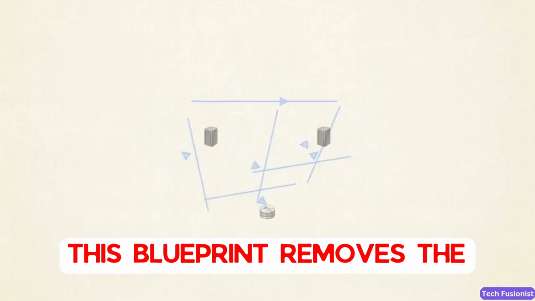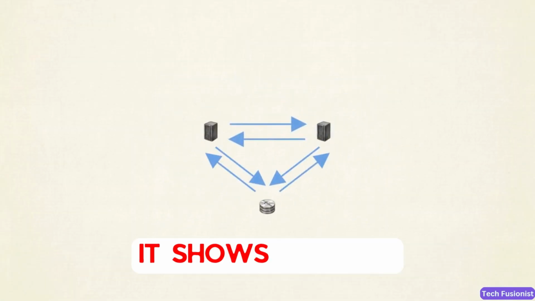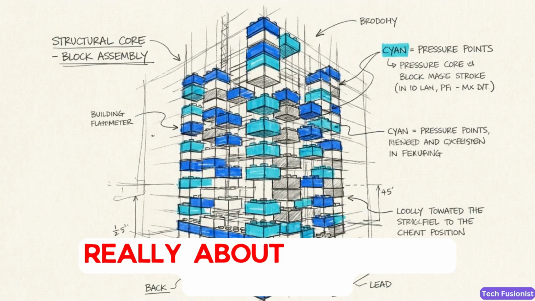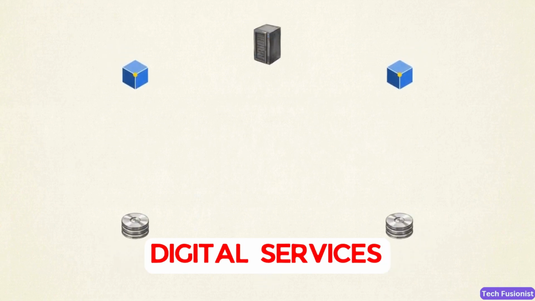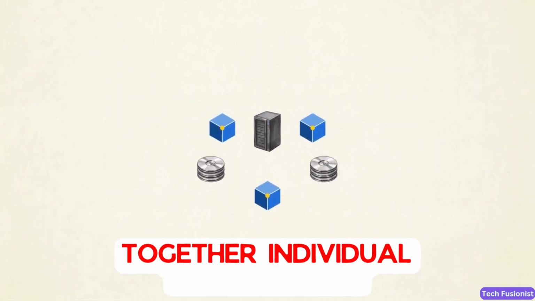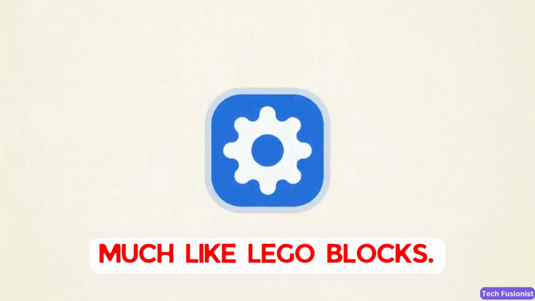Understanding this blueprint removes the mystery from software engineering. It shows building the largest platforms is really about following practical, consistent rules. The most complex digital services are built by snapping together individual components, much like Lego blocks.